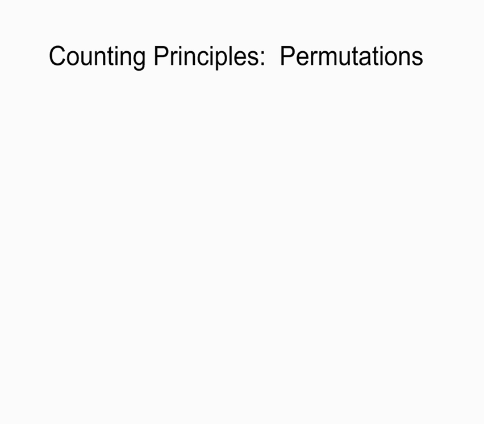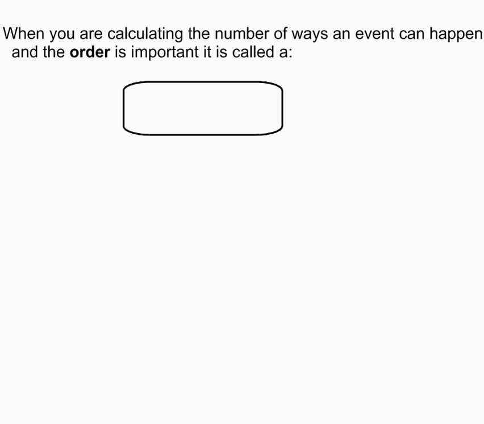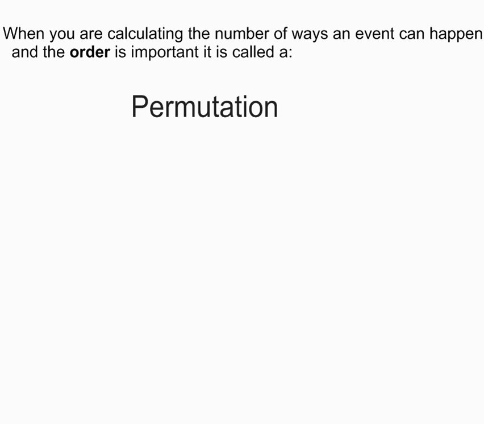Welcome to the podcast on counting principles. This one's going to be on something called permutations. When you're calculating the number of ways that an event can happen, and the order is important, it has a name, and it's called a permutation.